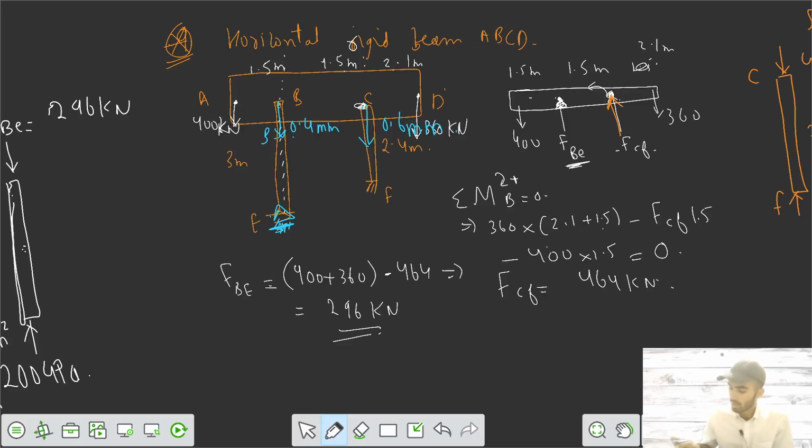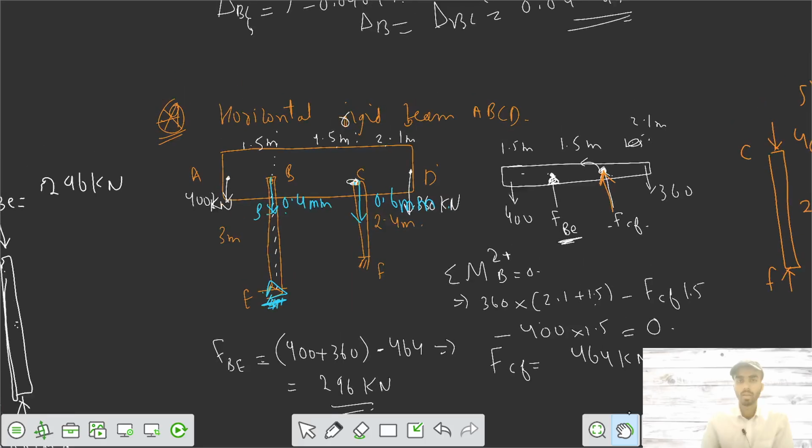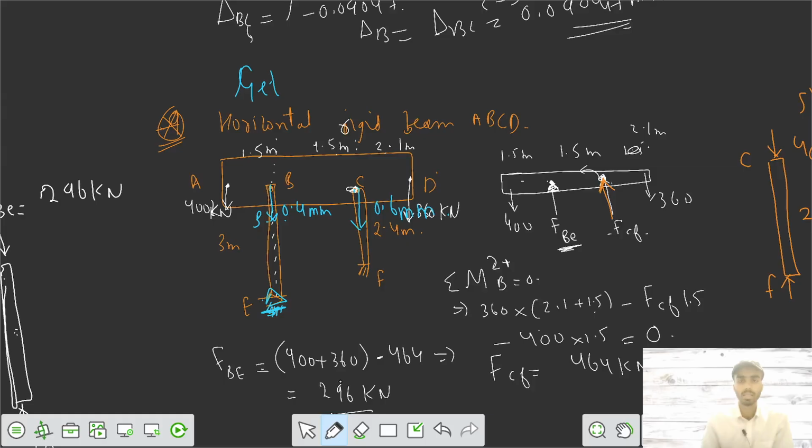Now the question was to get the vertical displacements delta A and delta D. Get the value of displacement of D and displacement of A. Already we know displacement of B and displacement of C. Since the bar is rigid, point B is going downwards by 0.4 mm, and point C has gone down by 0.6 mm from the reference line.